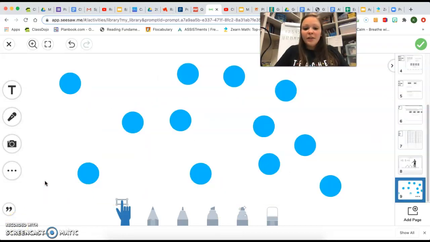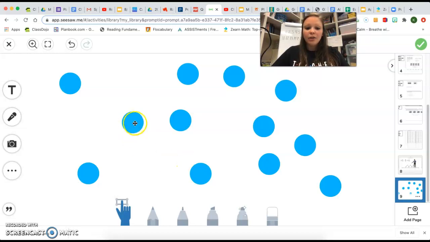Here I have 12 counters. How could I count these counters? Well, I could go 1, 2, 3, 4, 5, and so on, but that's an easy way to mess up, and these are just all in a mess. So we're going to put them in equal groups. How many counters do you think I should put in each group?